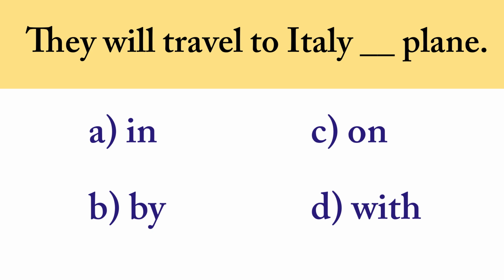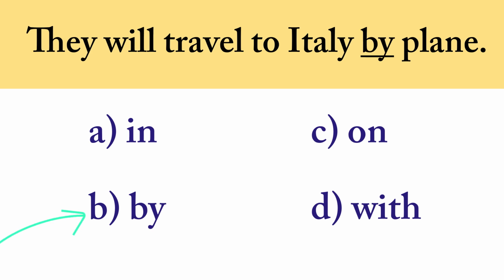Now your turn. They will travel to Italy, blank, plane. A, in. B, by. C, on. D, with. The correct answer is B. They will travel to Italy by plane.